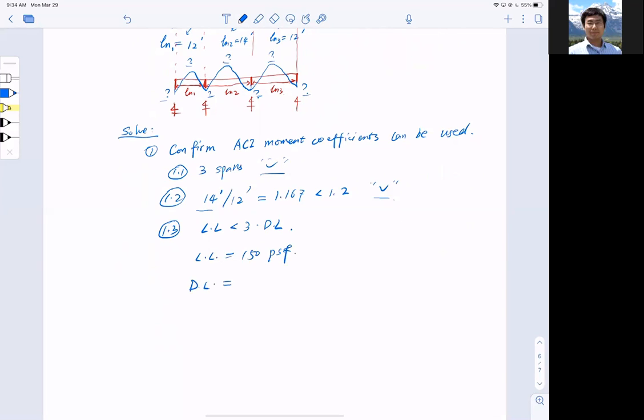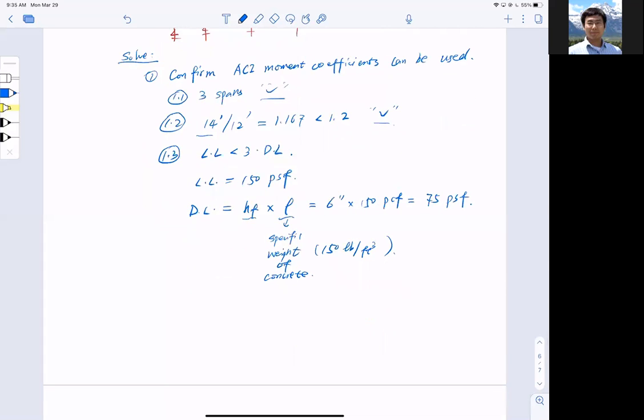The dead load simply is hf, which is the height of the slab, multiplied by the density of the concrete, or specific weight, basically. I did not mention this term in the previous lecture, so it may be confusing. This is called the specific weight of concrete, and in our lecture, we use 150 pounds per cubic foot. So 6 inch multiplied by 150 pounds per cubic foot, I got 75 pounds per square foot. So live load divided by dead load is 150 divided by 75, which is 2 times.